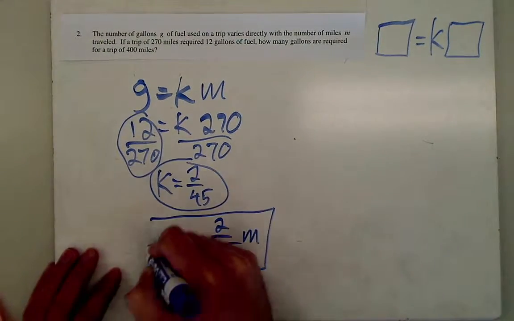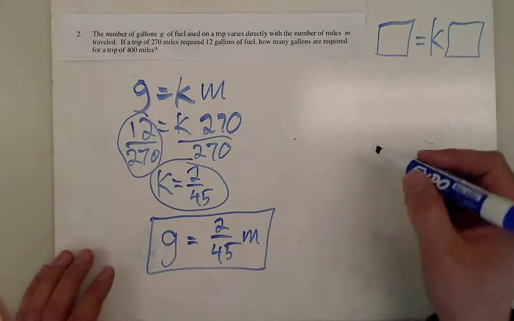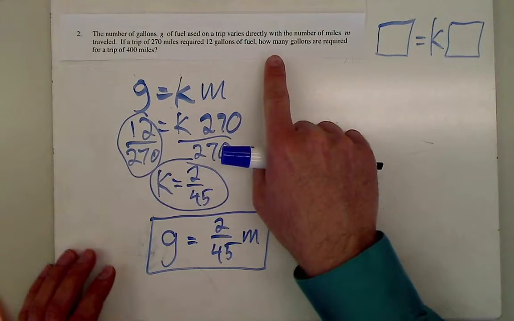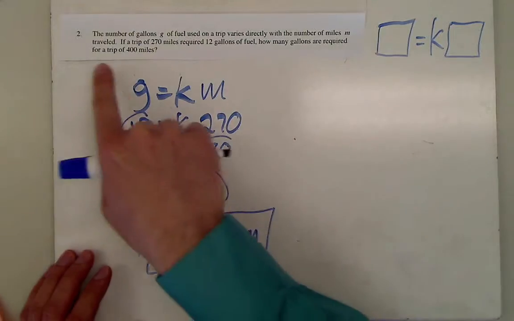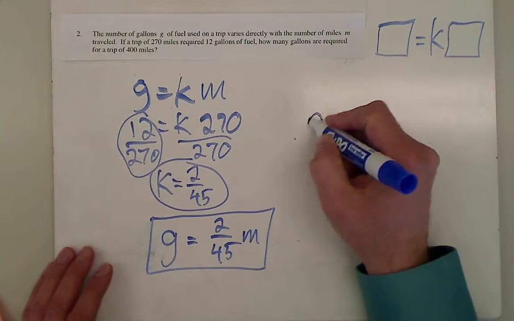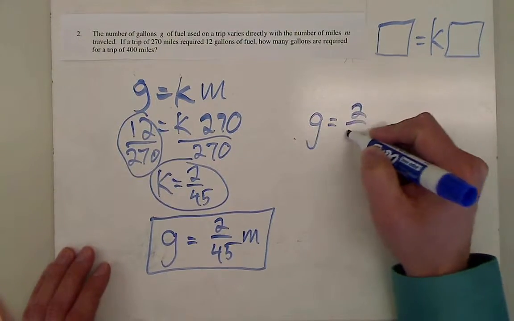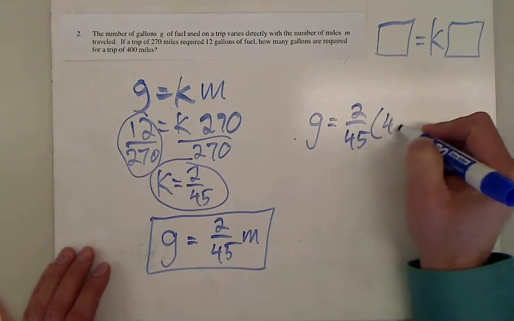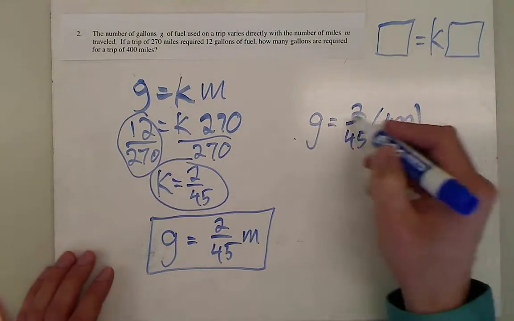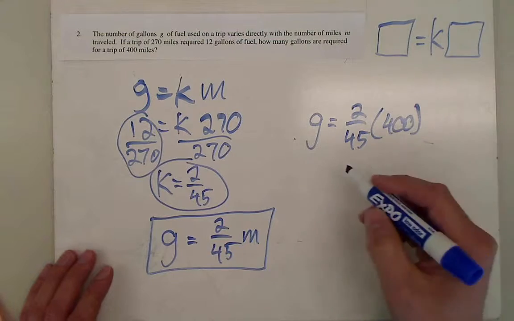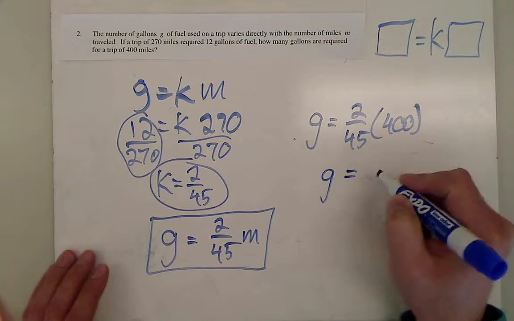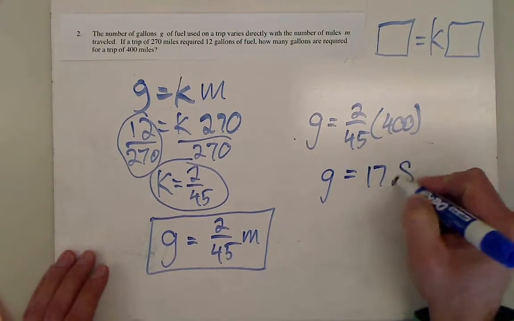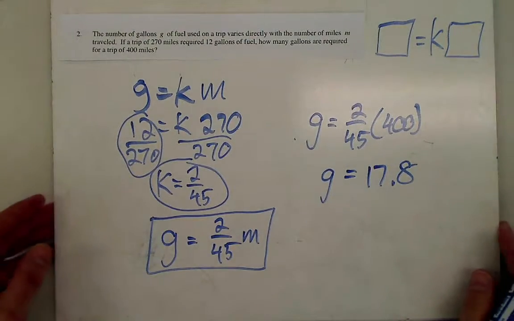So that's part of my answer. Then you can use that equation to solve the question here. How many gallons are required for 400 miles? So G equals 2 over 45 times 400. If you multiply by 2 and get 800 and divide by 45, you end up with about 17.8 for that answer.